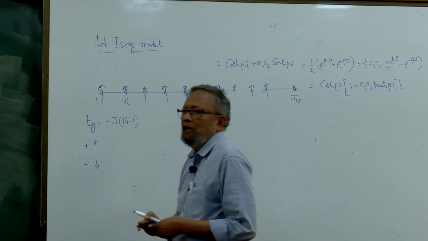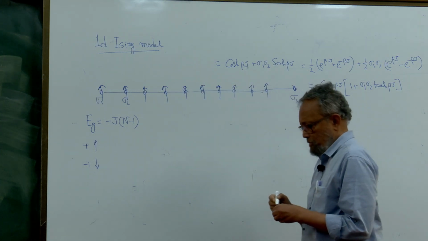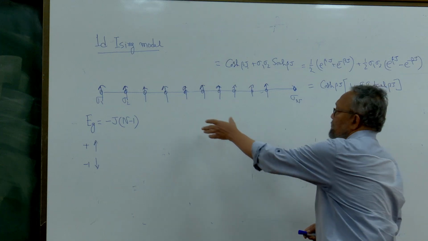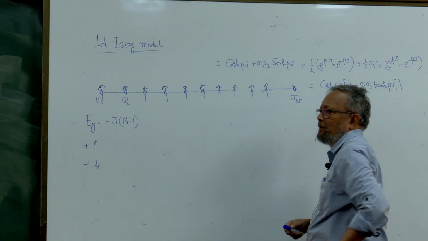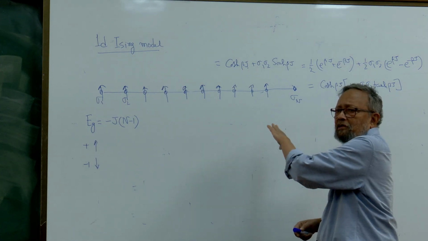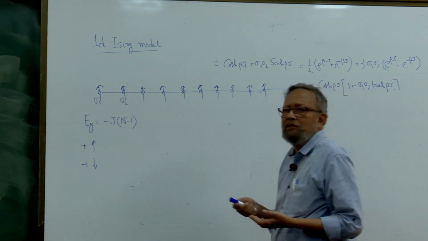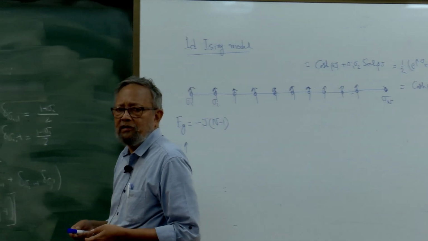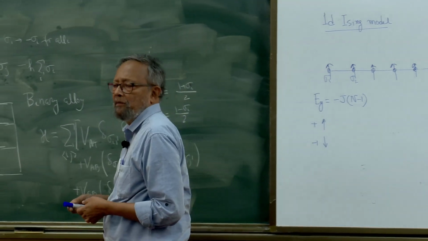So the question is, if I go to finite temperature, why doesn't some vestige of this state remain? In the sense that this is fully magnetized. The magnetization is equal to n. Every spin is pointing in the same direction. That is the ground state.